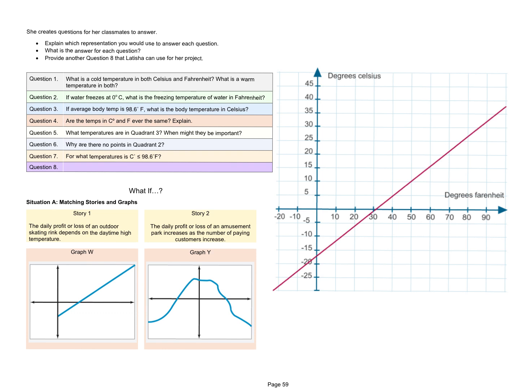All right, question two, if water freezes at 0 Celsius, what is the freezing temperature of water in Fahrenheit? So here's 0 Celsius. We're going to come across. It's just past 30, so it's 32.